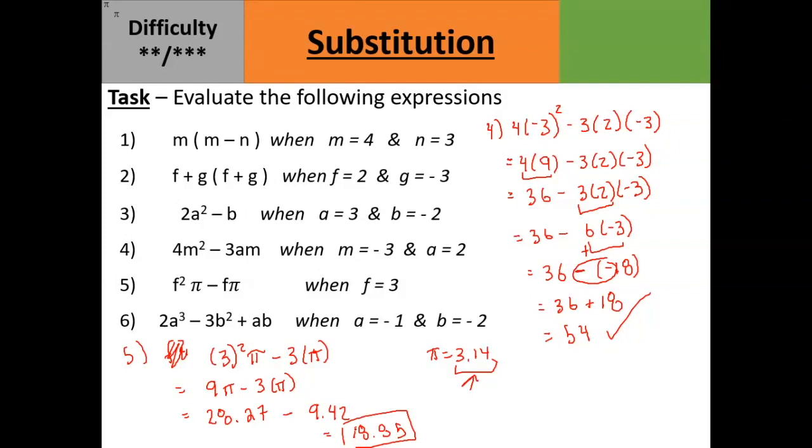Let me know when you're done writing that down, and I'll do the last one here. I'm done. Yep. Okay. So I'm just going to clear this all then.